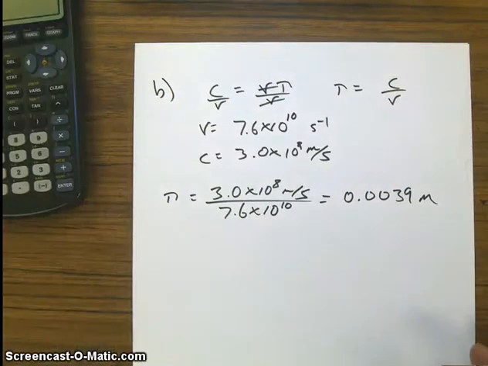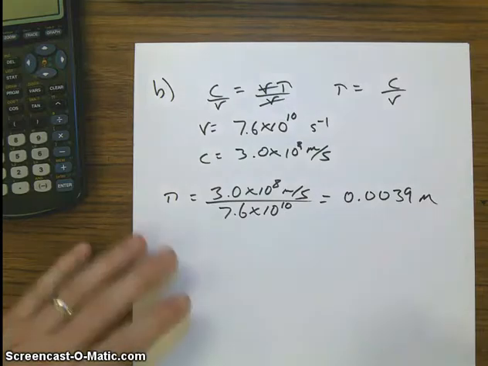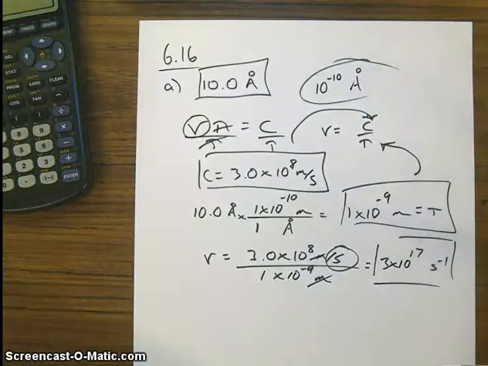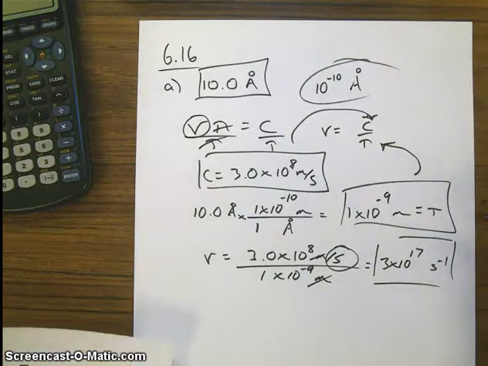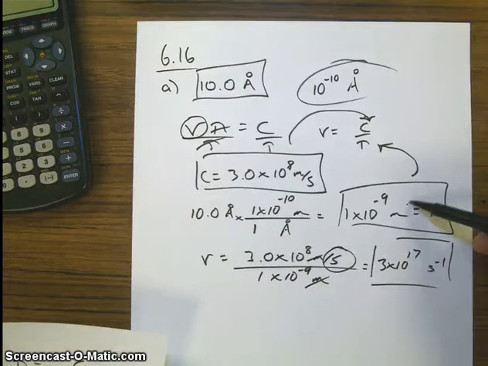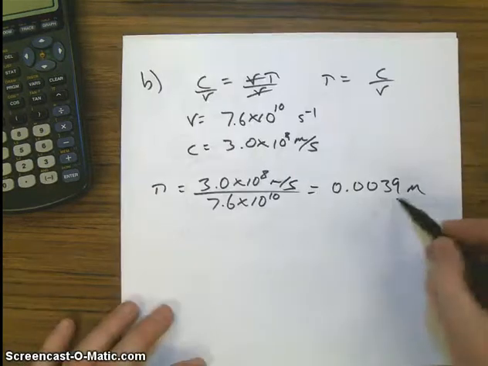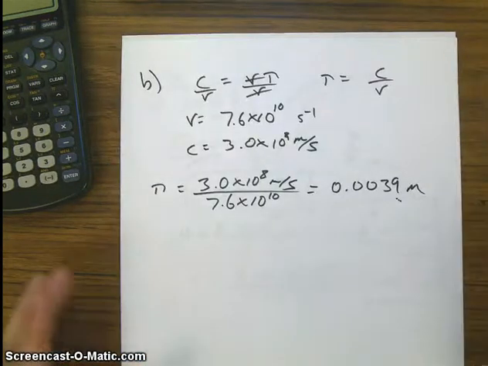That's B on question 16. Now C asks which radiation, the one in A or the one in B, would be detected by X-ray. If we look at the wavelength we're dealing with in A, it could actually be X-rays. For B, our wavelength is closer to microwaves. So A is X-rays, B is microwaves. Now we have to do D.